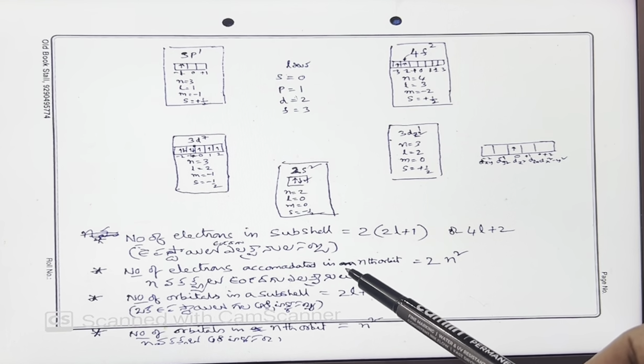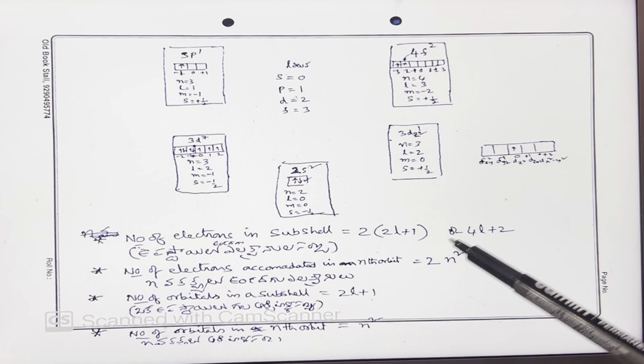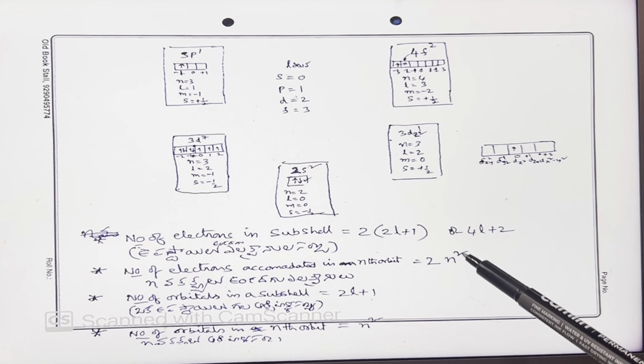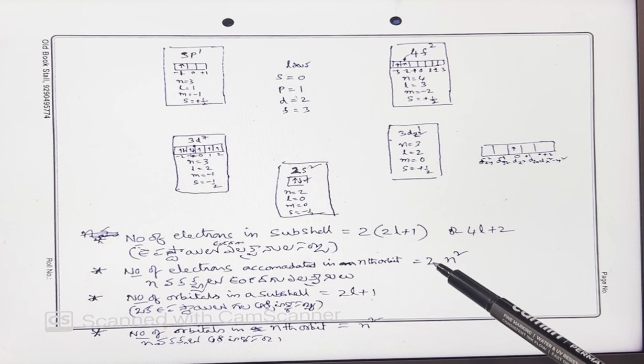Number of electrons that can be accommodated in the nth orbit. You know n square orbitals are there. In the first shell only one orbital is there, in the second shell 1s and 3p, total 4 orbitals, that is 2 square. For n is equal to 3, how many orbitals are there? 1 s orbital, 3 p orbitals and 5 d orbitals, total 9, which is nothing but 3 square. So n square orbitals are there, and each orbital can accommodate 2 electrons.